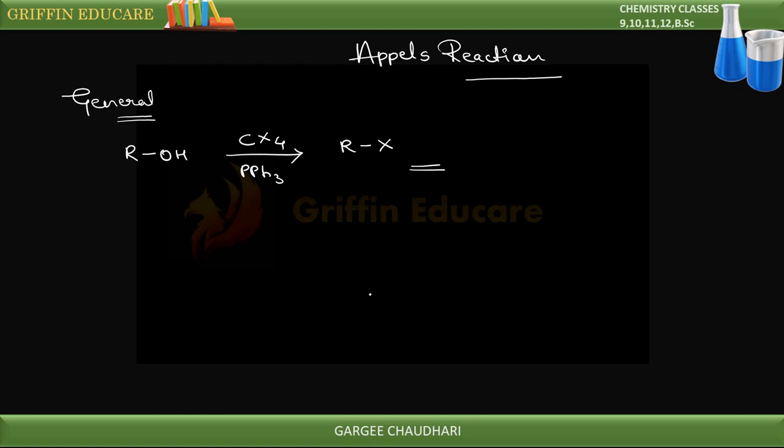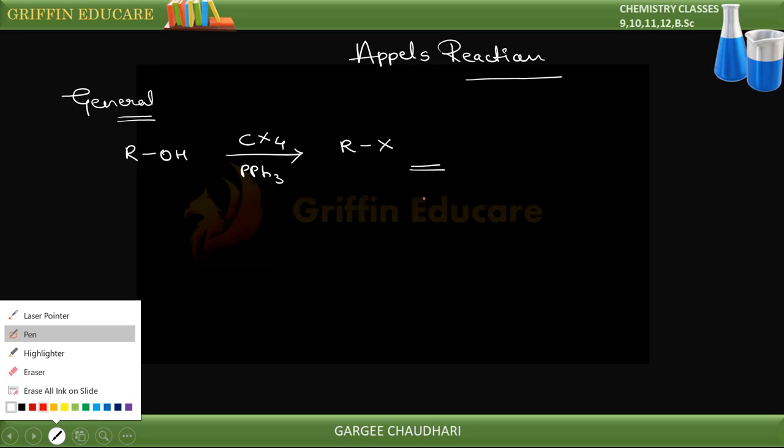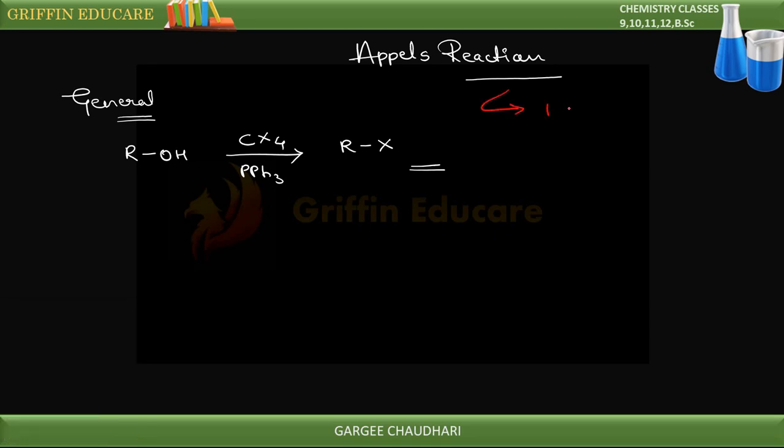Now in this reaction, the hint to remember Appel's reaction is that this reaction gives 100% inversion product. Meaning, if we have a reactant like this, for example, let's take this example, this is dash and this is wedge. Wedge means in front and dash means in the back side.